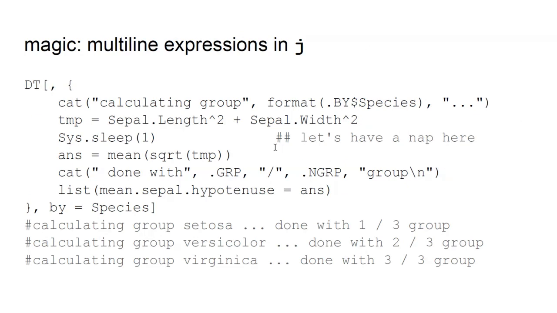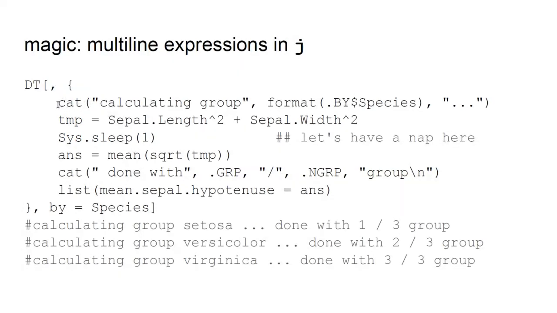And now some more examples of the dot symbols. This code also shows how flexible the j argument is. It's the same in the i argument. These curly brackets that we see here are a multi-line expression that evaluates to a list. On the very last line, we can see that it's a list which has a name equal to a value. And in this multi-line expression, we can basically calculate whatever we want.